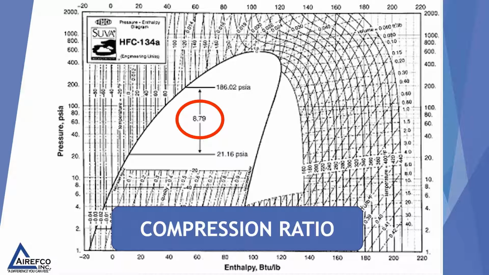The compressor must compress the refrigerant gas almost 9 times to function efficiently under these conditions. Most reciprocating compressors can handle compression ratios up to 15. So at 8.79, we are well within that range. When the ratio exceeds 10, usually a 2-stage compressor is needed. Rotary compressors can handle compression ratios up to 5.